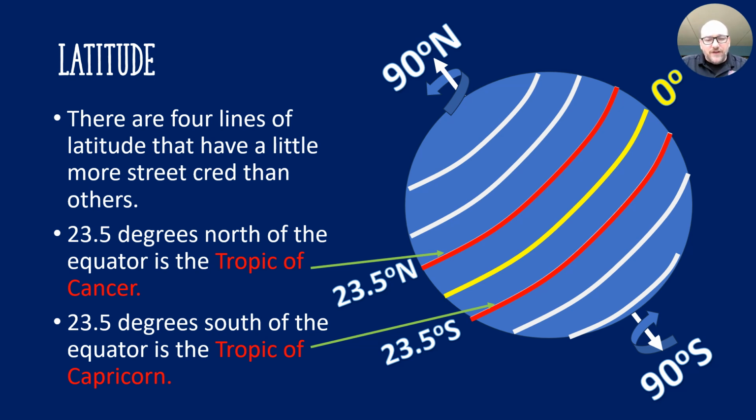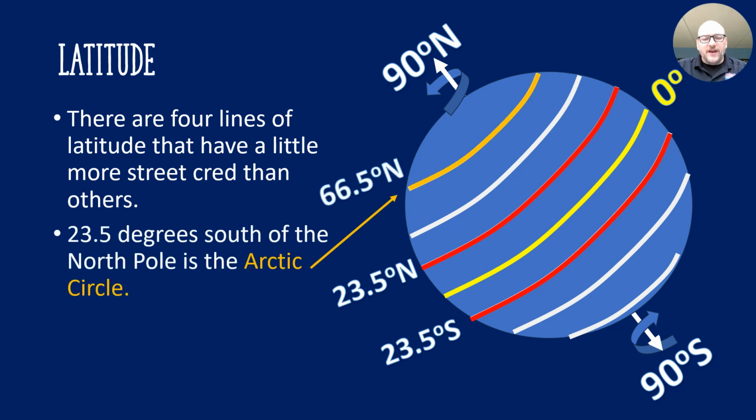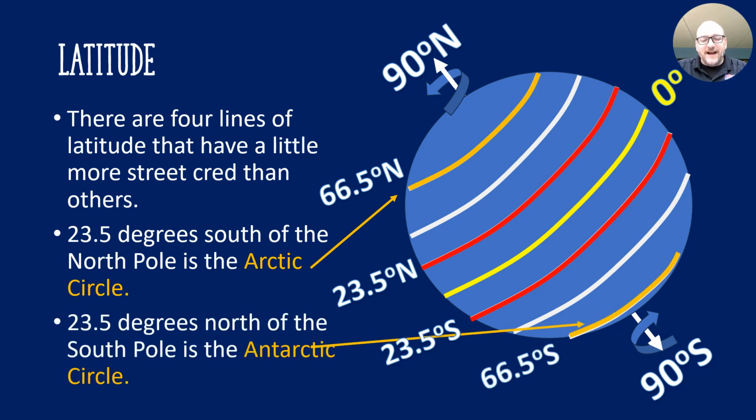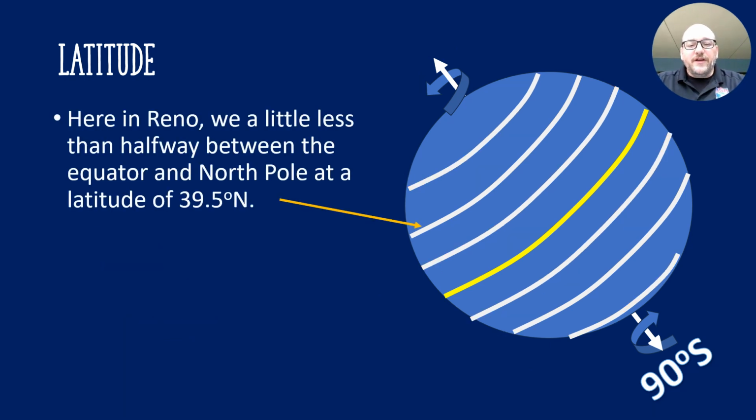If you go to the very far north, we get the Arctic Circle, which has a latitude of 66.5 north. That's 23.5 degrees away from 90. That 23.5 turns out to be an important number. And we also have 66.5 degrees south for the Antarctic Circle, which is 23.5 degrees north of 90 degrees south. So those are our lines of latitude. So here in Reno, we're a little bit less than halfway from the equator to the North Pole. Our latitude is just about 39.5 degrees north. And you could get latitude for anybody, anywhere on the planet.